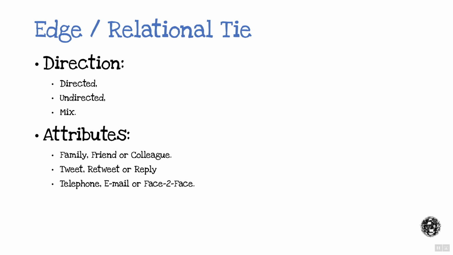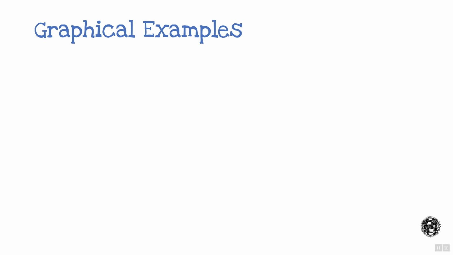You can see was the communication via telephone, via email or face-to-face. So you could, again, identify very quickly with different colors these different attributes on your social network, but we'll go into those later on as we get to the details of it. So here are some images to help you understand what nodes and edges are.